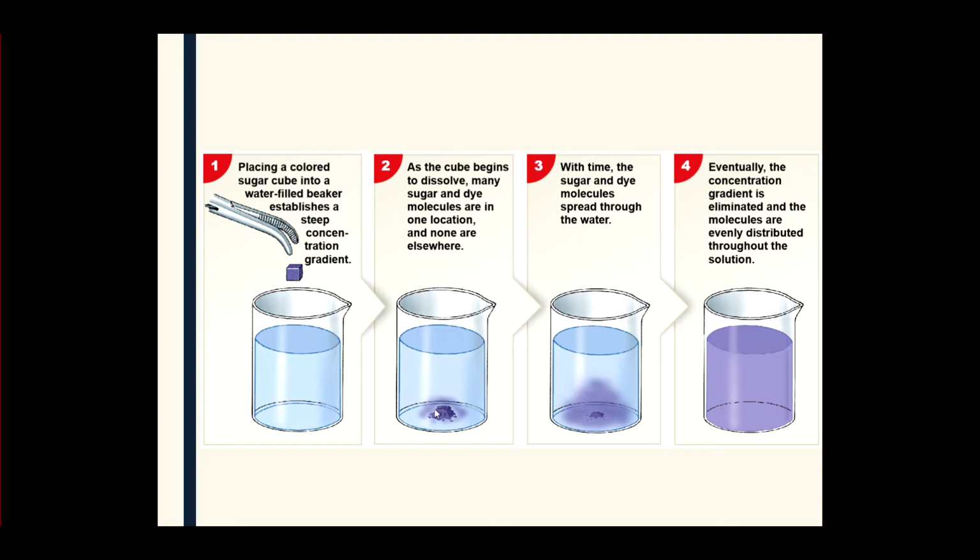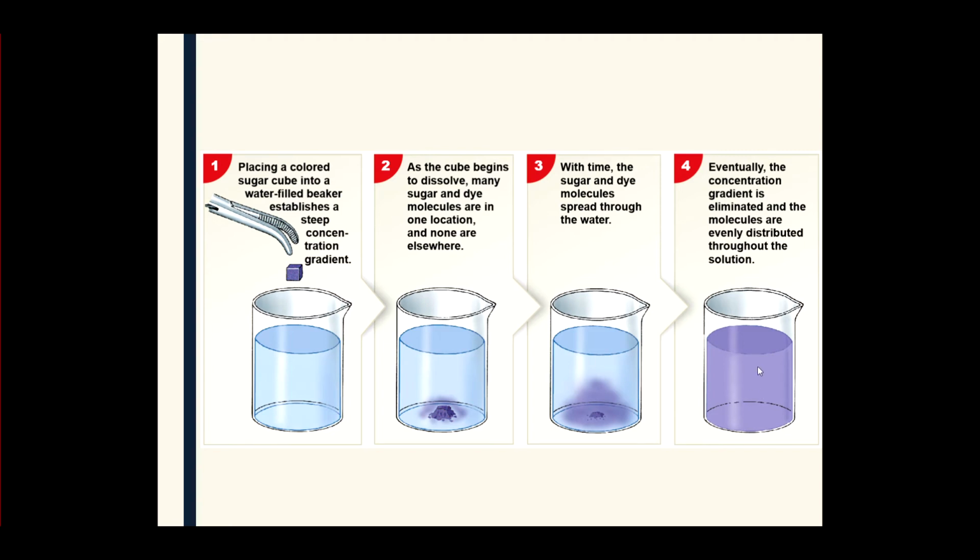So notice once we drop the sugar cube in there, as the cube begins to dissolve, many sugar and dye molecules are in one location and none are elsewhere. So you can see that the sugar is starting to move away from where the cube was. See that little cloud right there? That's from that random movement of the molecules. And now we can see the food dye and the sugar starting to spread around. Over time, you can see that it starts to spread more and more, again, from an area of high concentration to an area of low.